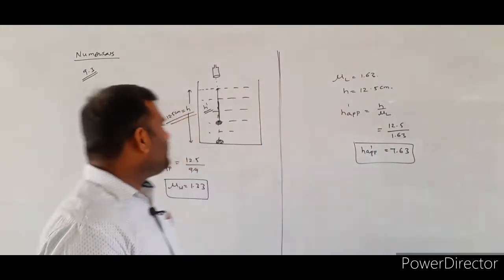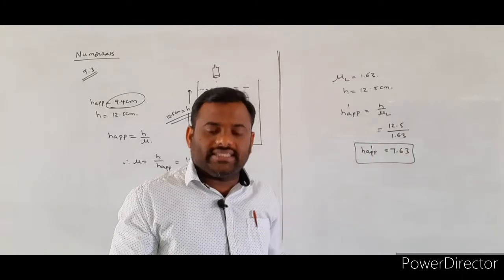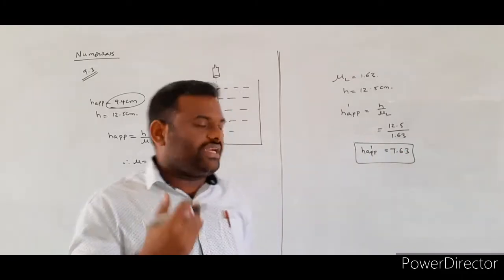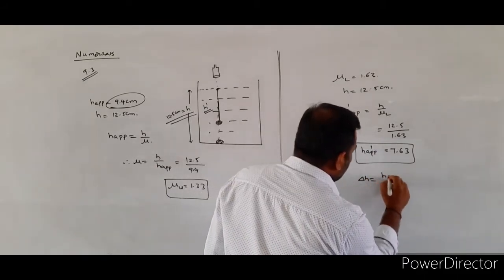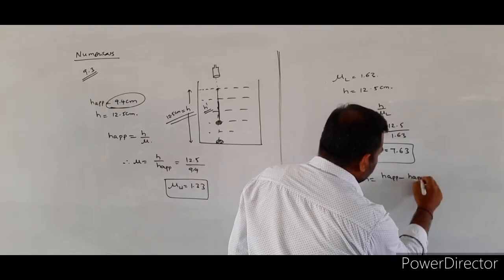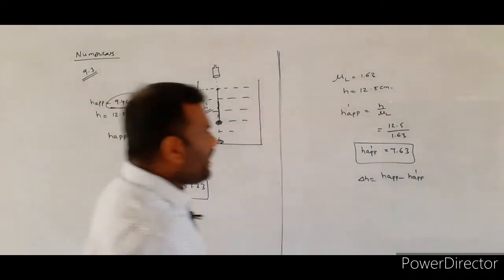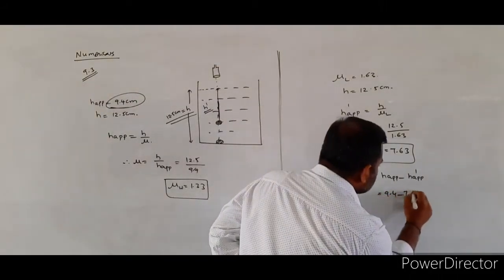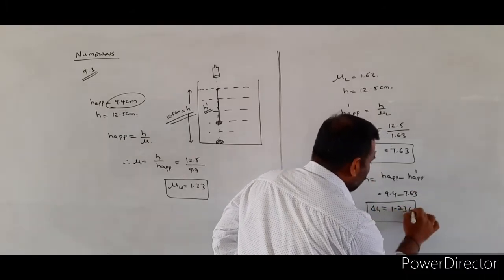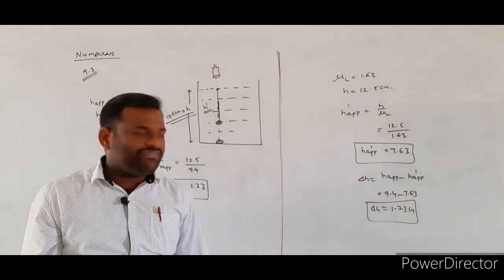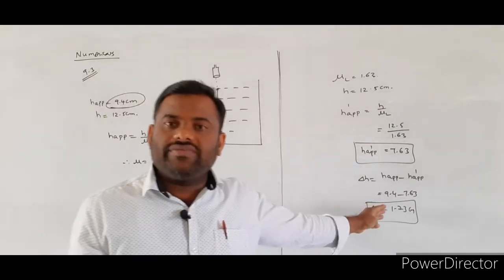7.63. The initial apparent depth is 9.4 and the final apparent depth is 7.63. That means the microscope has to be lifted. So the height by which the microscope has to be lifted is delta H, which is equal to H apparent minus H apparent dash. The initial apparent depth value is 9.4, so 9.4 minus 7.63 is equal to 1.73 centimeter. To what height does the microscope have to be lifted? The difference in apparent depth of the two cases is 1.73 centimeter.